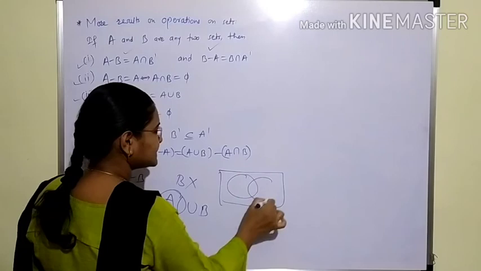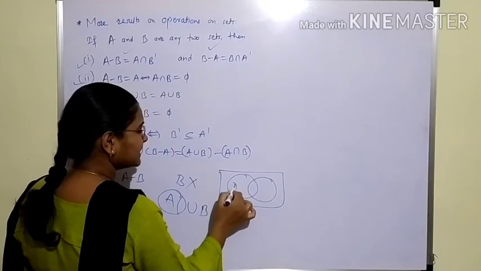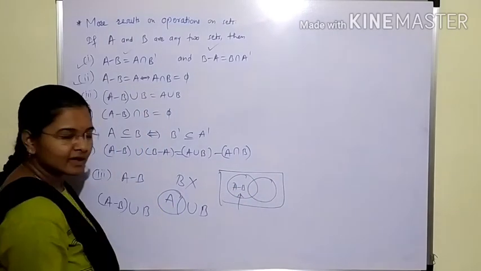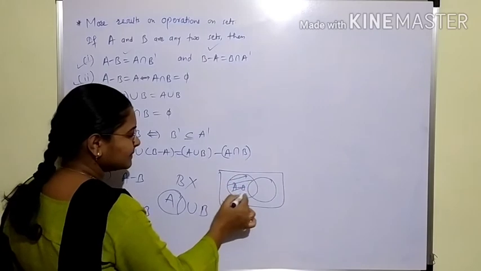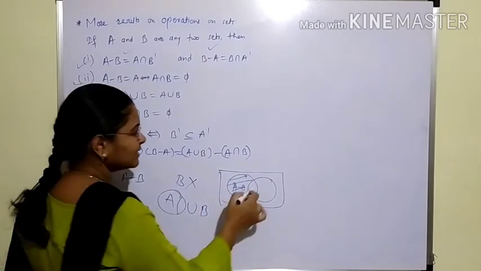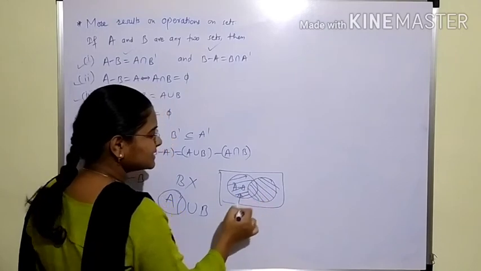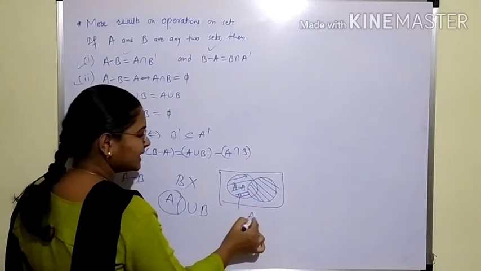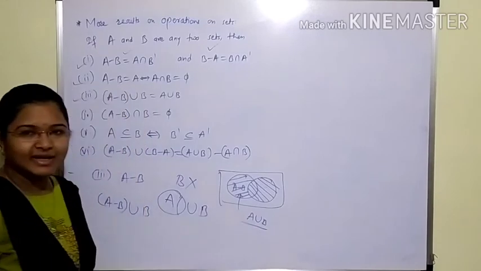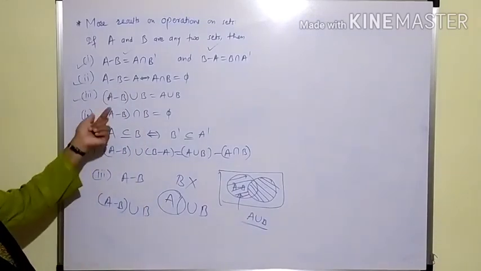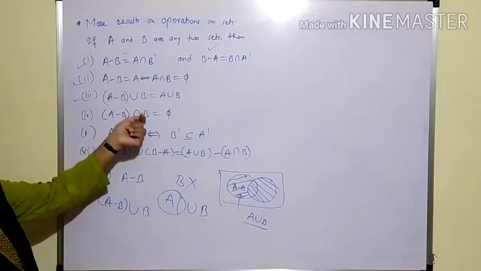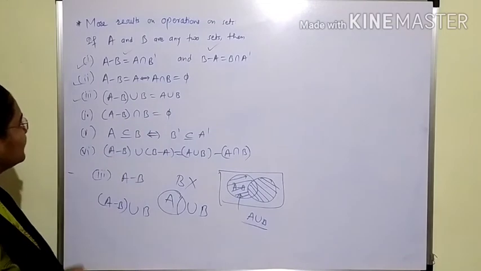Set A and set B. This part is clearly A minus B. Okay, so this is A minus B and union with B. Union with B means this set B also will be considered. So this shaded part is nothing but A union B. Getting? So we have proved that A minus B union with B is equal to A union B.